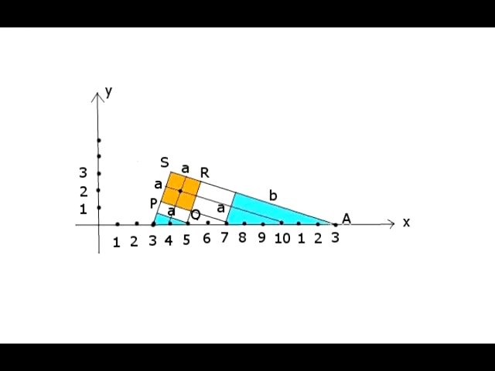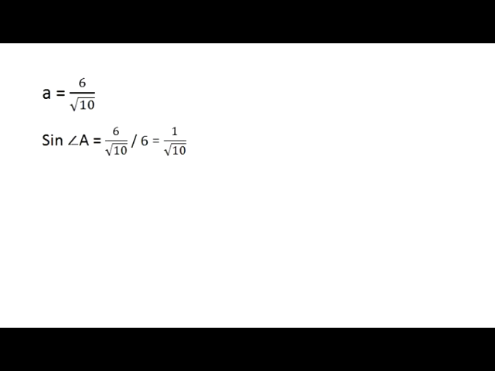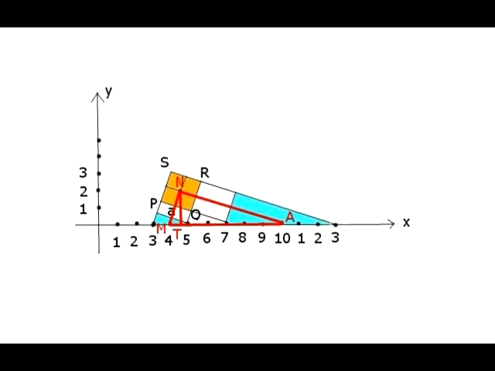And from the second triangle we can calculate the value of sine of angle A. It's 6 over square root of 10 divided by 6 equals 1 over square root of 10. Let's look now at the right triangle MNA, whose vertex N is the center of the square PQRS. Its altitude NT is the y-coordinate of the center of the square.